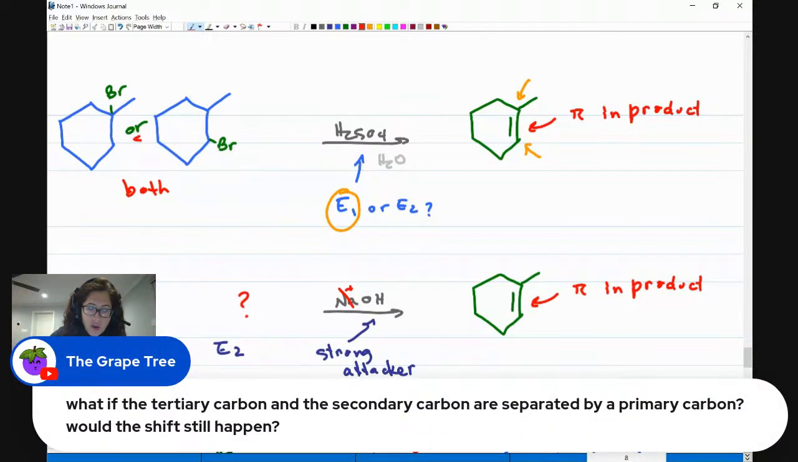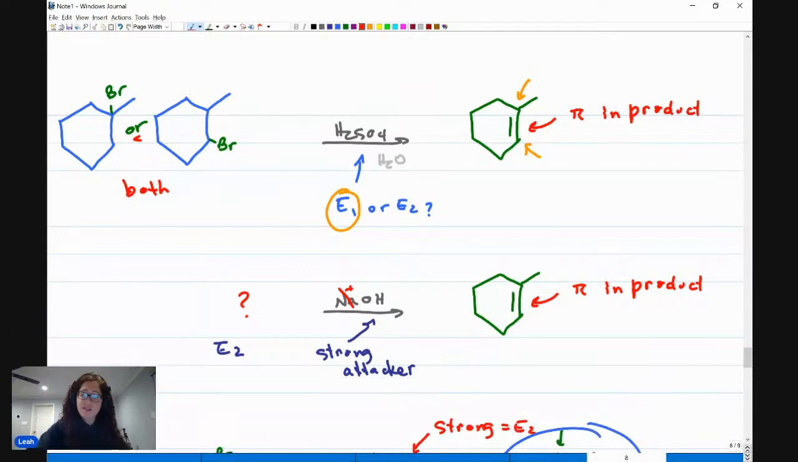What if the tertiary carbon and the secondary carbon are separated by a primary carbon? You can't jump 2 positions. You can only ever jump 1. And so if the immediate nearby carbon does not give you a more stable intermediate, it's not going to happen.